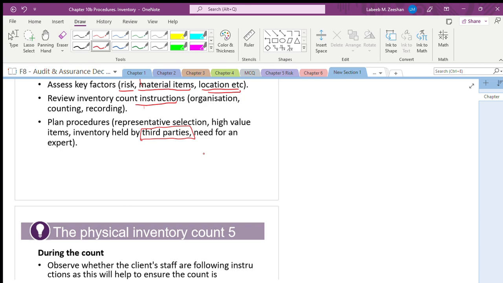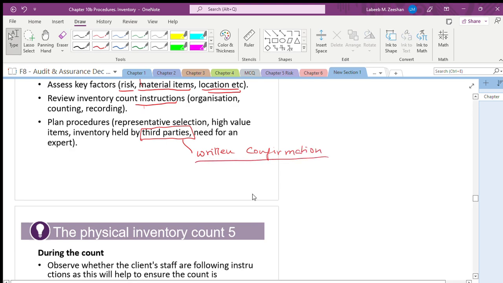How are we going to count inventory at the third party places? If there is a clause, you have to get the return confirmation. This is before the count.